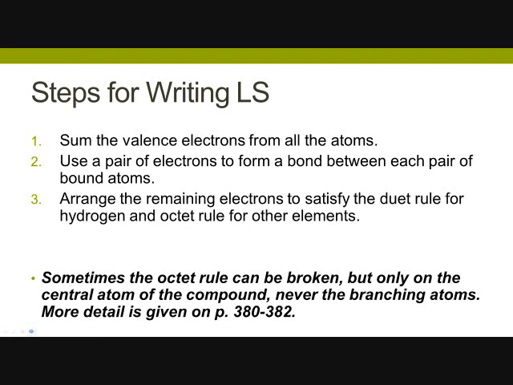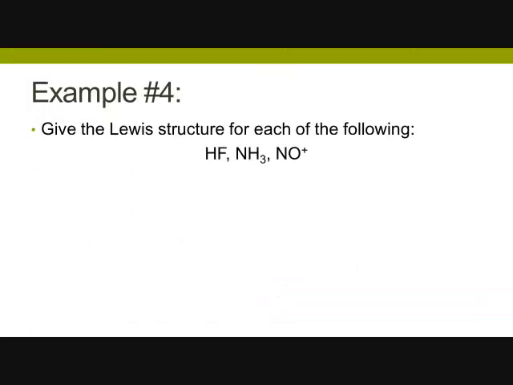Use a pair of electrons to form a bond between each pair of bonded atoms, and then arrange the remaining electrons to satisfy the rules. Sometimes the octet rule can be broken, but usually that's only broken on the central atom, never the branching atom. So the central atom is the only one that can break the octet rule or the duet rule. The rest of the atoms that are branching out from the central should still follow the rule. Okay, so let's draw some Lewis structures.